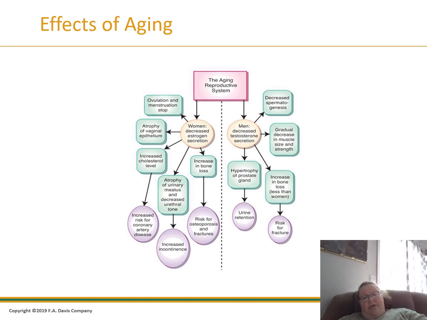Men suffer from urinary retention, often due to hypertrophy of the prostate gland, and they are at an increased risk of bone loss. Probably less than women, because women have a lack of estrogen, but men are at risk for fractures as well.